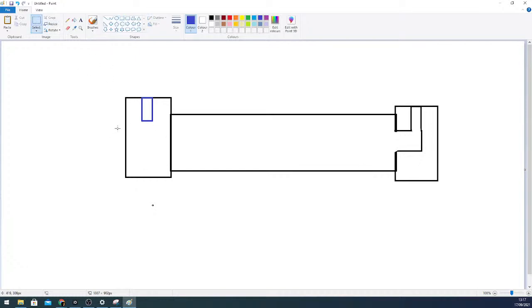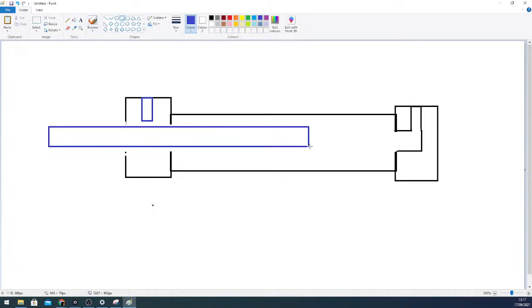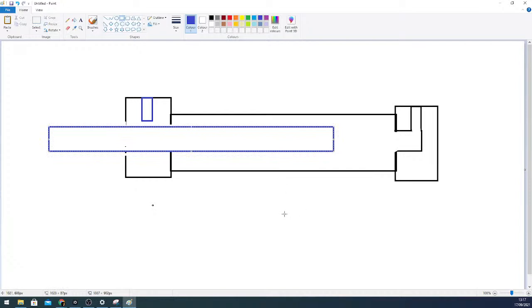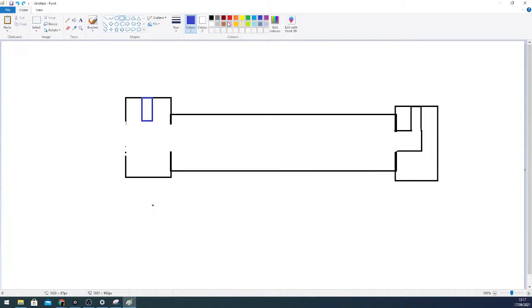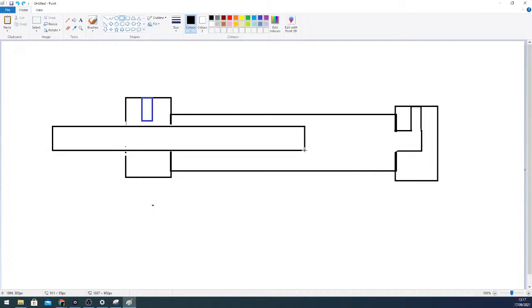Which one of them is the front end cap and which one is the back end cap? This distinction comes from which side the piston rod is sticking out from. So if this is the piston rod and it sticks out from the left side here, this is the front end, and this therefore is the back end.